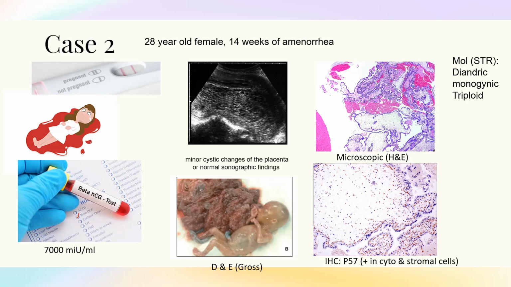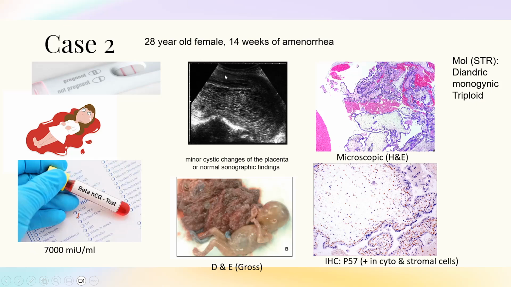Let's go to case 2. We have a 28-year-old female with 14 weeks of amenorrhea. Firstly, she had a pregnancy test with two nice pink lines. Note these lines are not always nice; they're sometimes catastrophic. Then she had vaginal bleeding. She went for a beta HCG blood test and it was found to be only 7K.